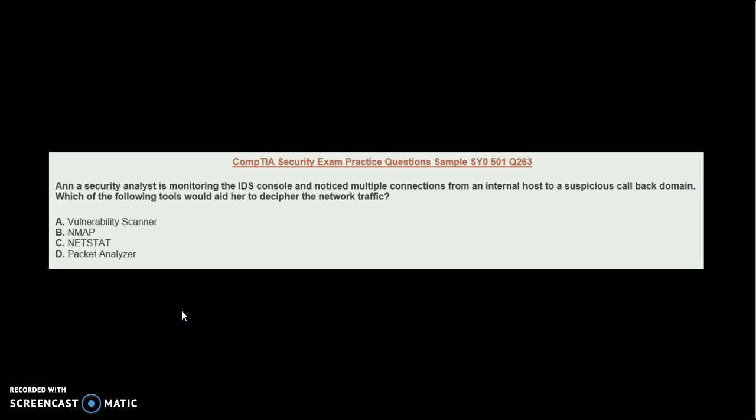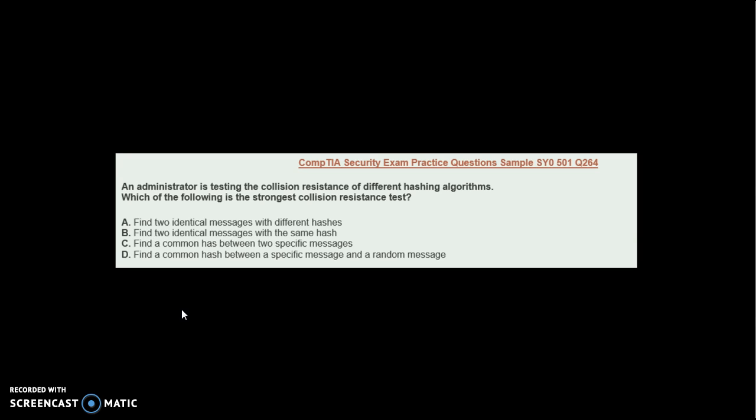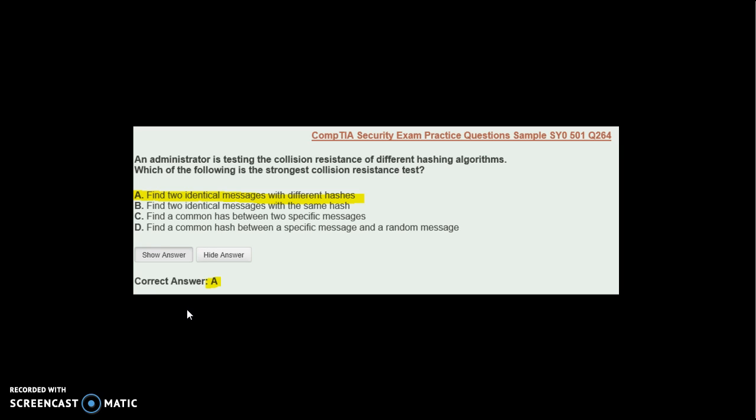A security analyst is monitoring the IDS, intrusion detection system, console and notices multiple connections from an internal host to a suspicious callback domain. Which of the following tools would aid her to decipher the network traffic? That is NetStat. An administrator is testing the collision resistance of different hashing algorithms. Which of the following is the strongest collision resistance test? Find two identical messages with different hashes.